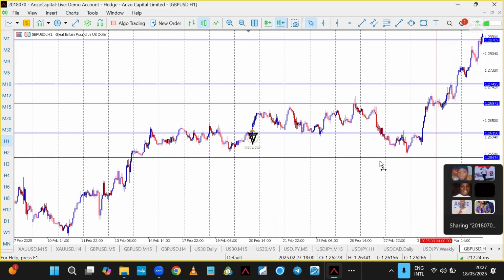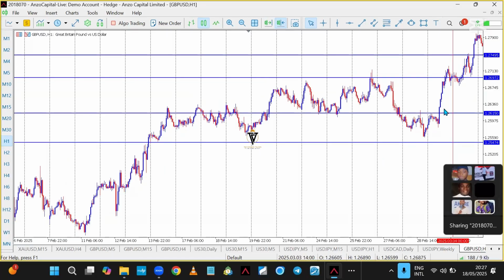Are you seeing that? If you check closely, I started trading March, right? And this is the response. Price reacted to weekly levels, went up.